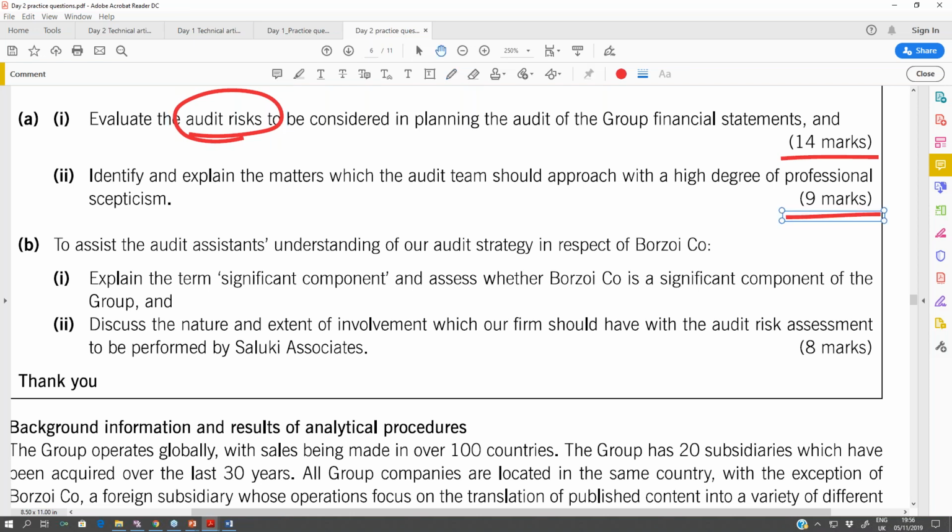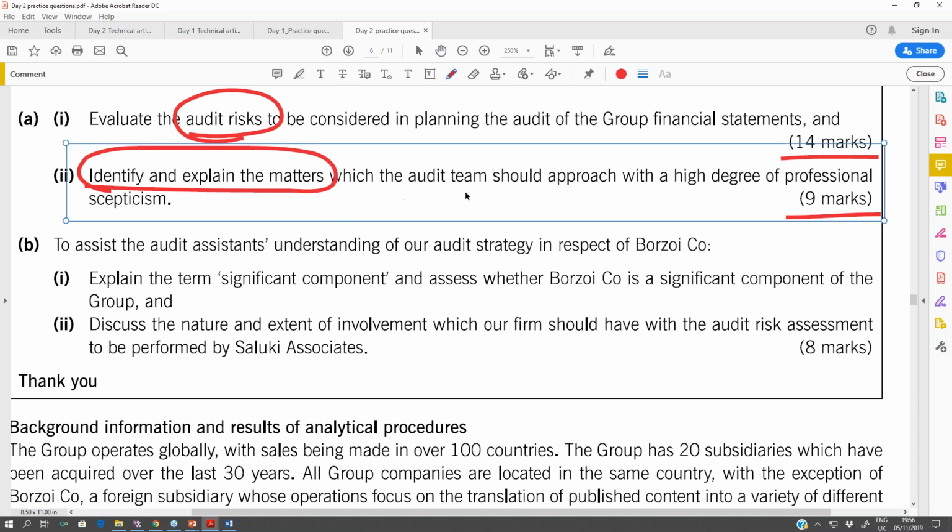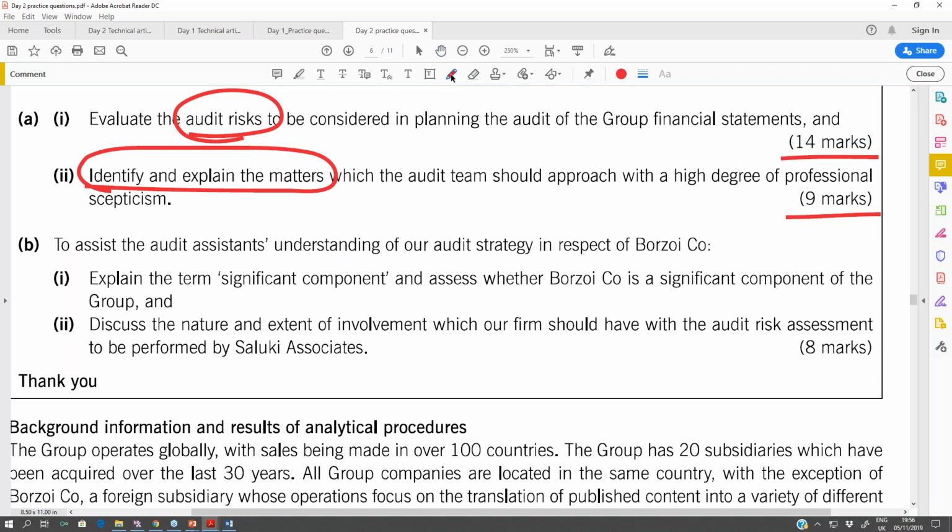Identify and explain the matters which the audit team should approach with a high degree of professional skepticism. Which matters will the audit team be approaching with a high degree of professional skepticism? Now we know auditor needs to be skeptical, but the examiner is asking identify and explain the matters which the audit team should approach with a high degree of professional skepticism. The marks are 9. And for 9 marks, if you divide them by 2, you need to write 5 matters which the audit team should approach with a high degree of professional skepticism.